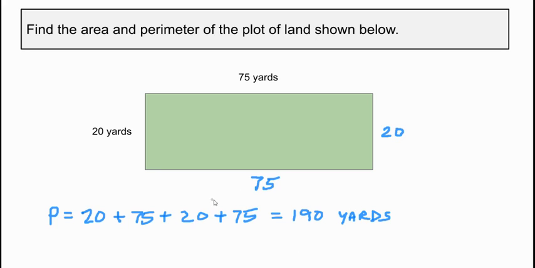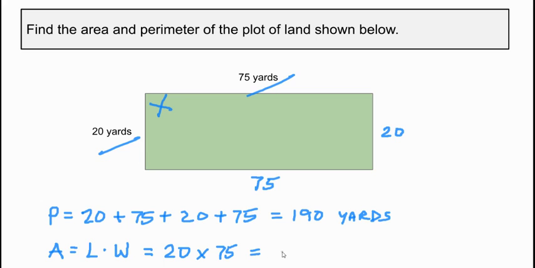Now, in some ways, the area is even easier to calculate because all we're going to do is multiply one side by the other side. We can think of it as multiplication. This times that. So let's set that up. Area equals, the formula for that, which is on the GED sheet, is length times width. It doesn't matter what we call the length and the width. They are interchangeable, and that's going to be 20 times 75.